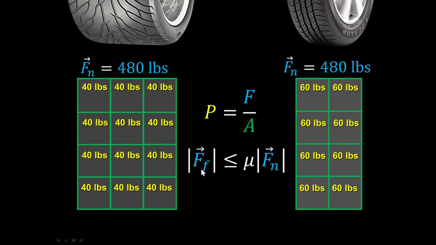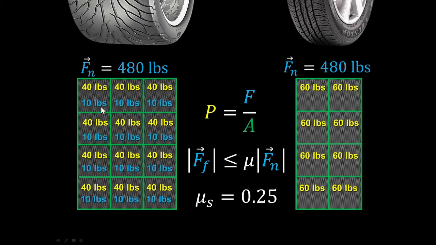Now let's come back to friction. Let's do it over here. Right here, that little square inch has 40 pounds of force on it. That would be the normal force. If the coefficient of static friction is 0.25, you just take 40 times 0.25 and you would get 10 pounds of force here, and same for everything else.